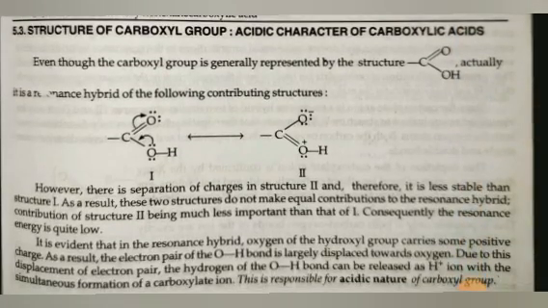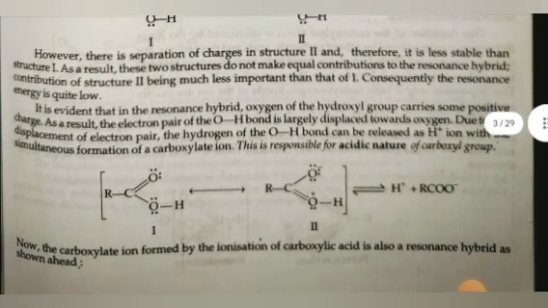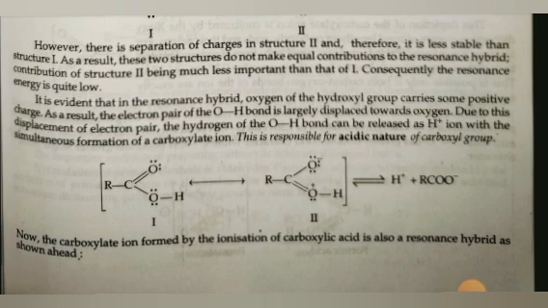Structure of the carboxyl group, acidic character of carboxylic acid. Even though the carboxyl group is generally represented by the structure C double bond OH, actually it is a resonance hybrid of the following contributing structures. However, there is a separation of charge in the second structure and it is less stable than structure 1. As a result, these two structures do not make equal contribution to the resonance hybrid, the contribution of the second structure being much less important than that of 1.